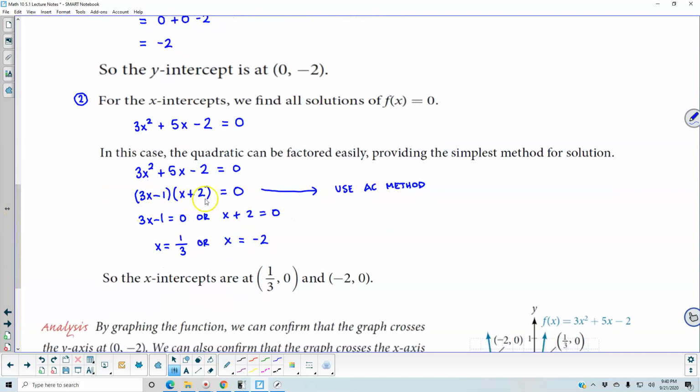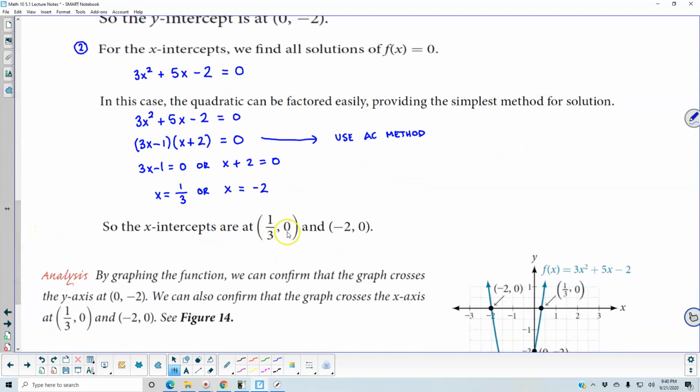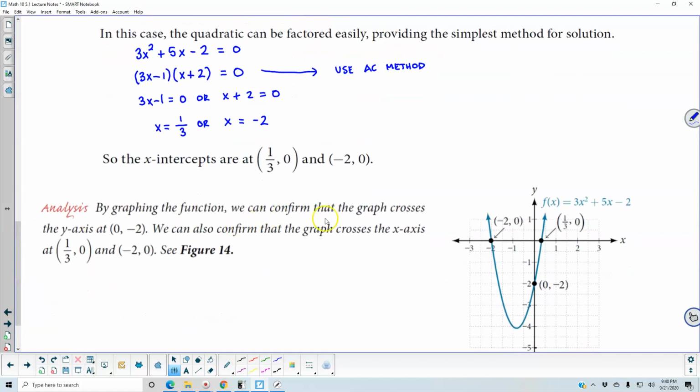And so then we're going to use the zero product rule to set them both equal to 0. So we have 3x − 1 = 0, or x + 2 = 0. If we solve for x on the left, we get 1/3. If we solve for x on the right, we get negative 2. So the x-intercepts are (1/3, 0) and (−2, 0). Now by graphing the function, we can confirm the graph crosses the y-axis at (0, −2). And we can also confirm that the graph crosses the x-axis at (1/3, 0) and (−2, 0).